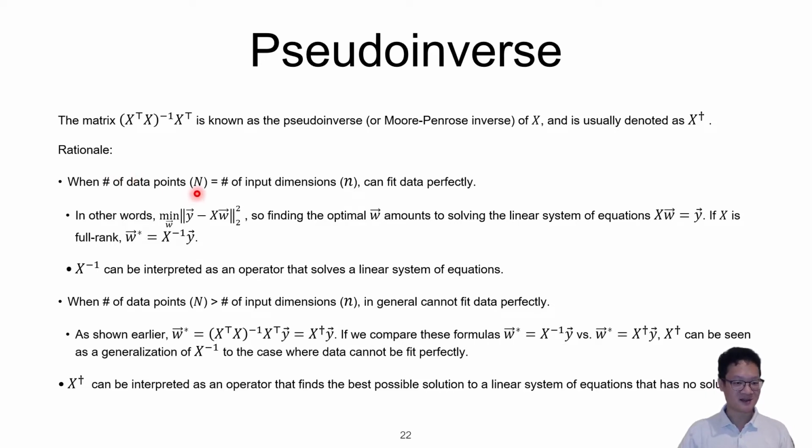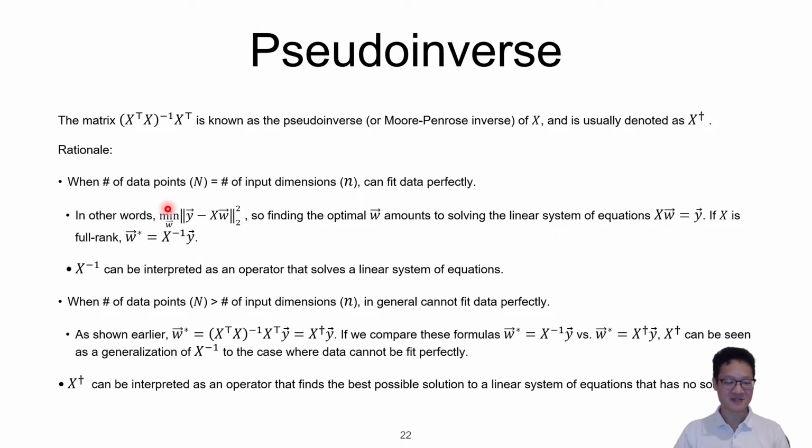When the number of data points, that's capital N, is equal to the number of input dimensions, and we would like to minimize Y minus XW, it actually could be equal to zero in this case. That's because we can find a W such that XW equals Y exactly. If big N equals little n, then we have n equations and n unknowns, so you can simply solve the system of equations. If X is full rank, then we have W star equals X inverse Y. So X inverse basically solves this linear system of equations.